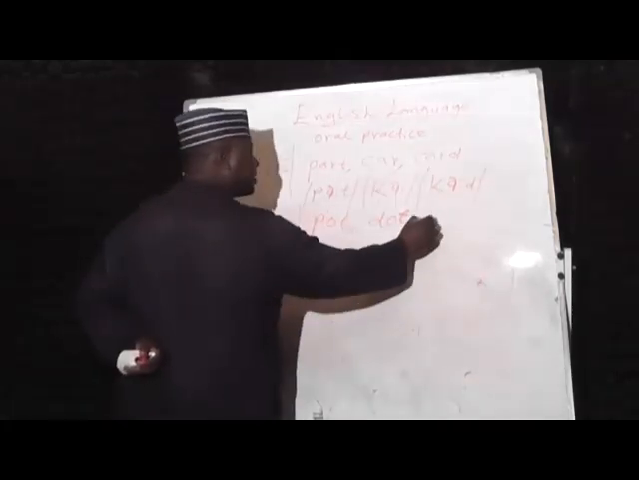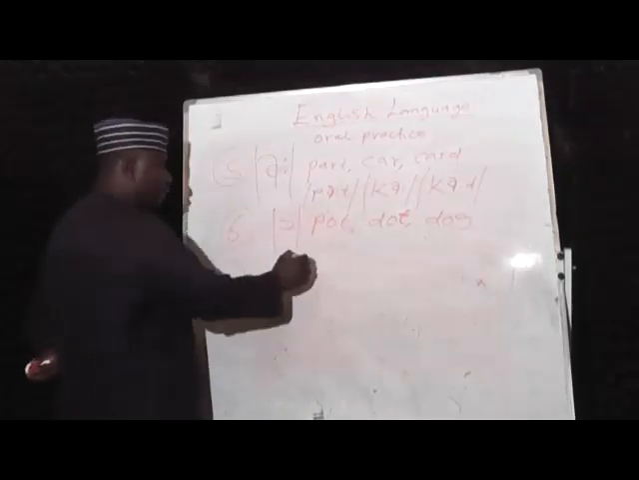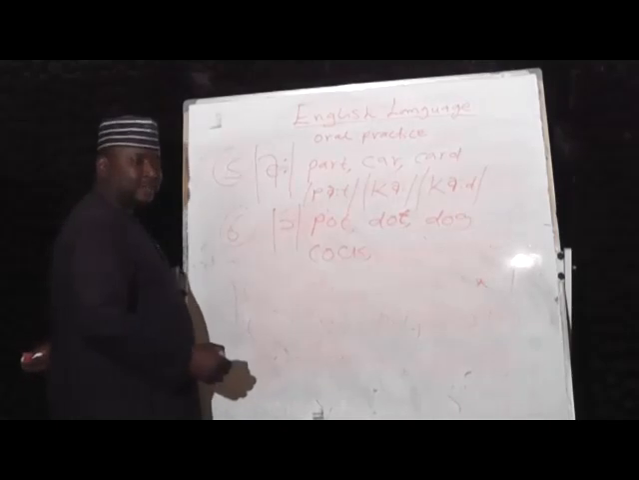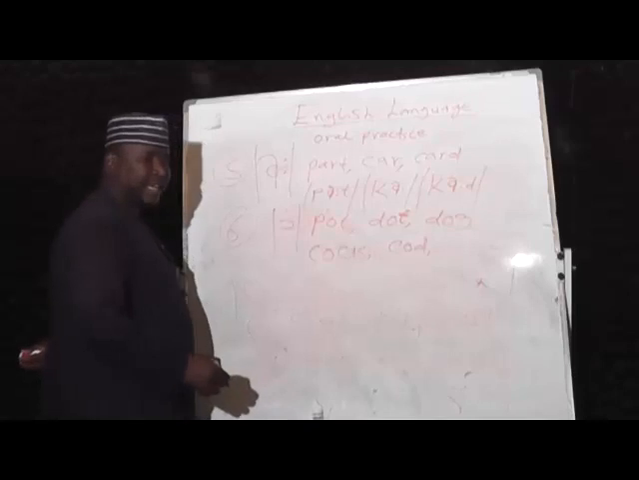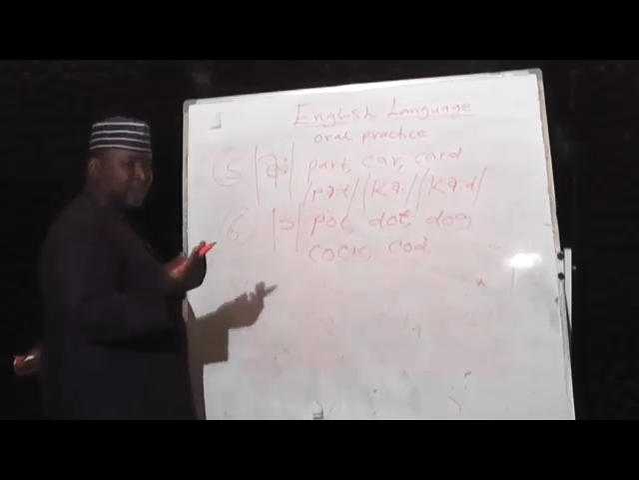We find it in words like dog. Again, dog. We find it in words like cock. Again, cock. We find it in words like cod. Again, cod. Then what again? Give me your own examples.